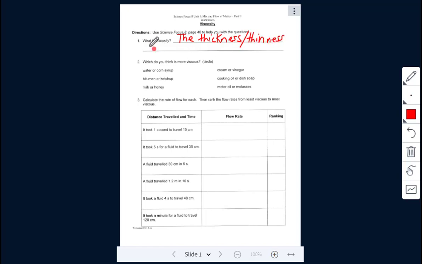Thinness of a fluid. All right, and you guys remember what a fluid is? Well, solids and liquids are both considered fluids. So next, let's take a look at these comparisons, and we're just going to circle which one is more viscous. So let's take a look at our first one, water or corn syrup. Recall from the videos we watched, which one is more viscous? Is it water or corn syrup? What do you guys think?